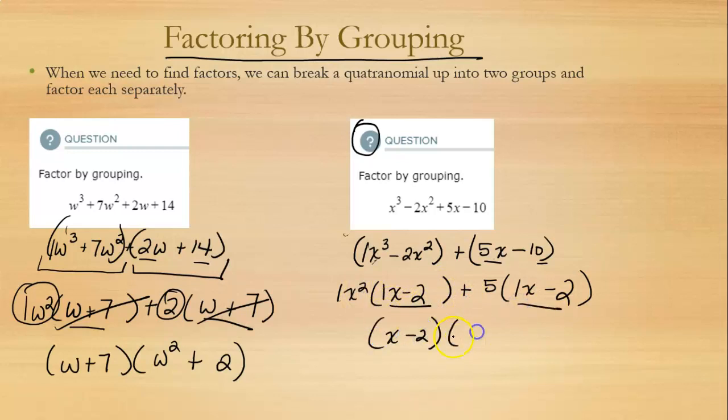If they don't match, then you know you've done something wrong and you have to go back. They will match every time you try to factor. What we're left with is x squared from here, or 1x squared, either way you want to write that is fine, plus 5. And that's it.